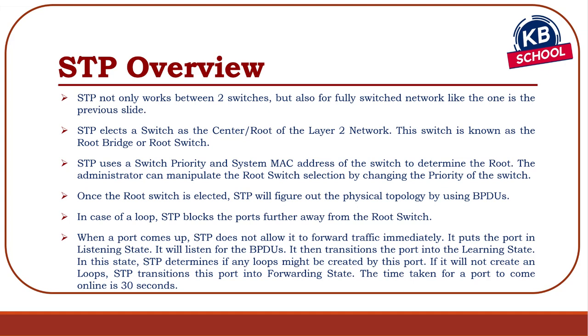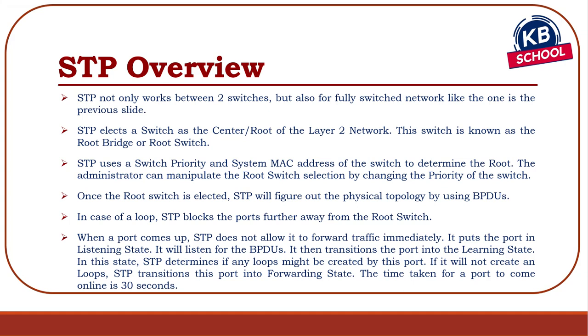Once the root switch is selected, now STP will figure out the physical topology by using the BPDUs. If it sees a loop anywhere, it will block that port. And the segment that will be blocked is the port that is the furthest away from the root switch. All right. And how do I make sure there are no loops that take place?